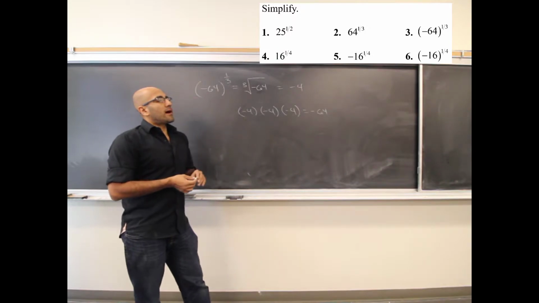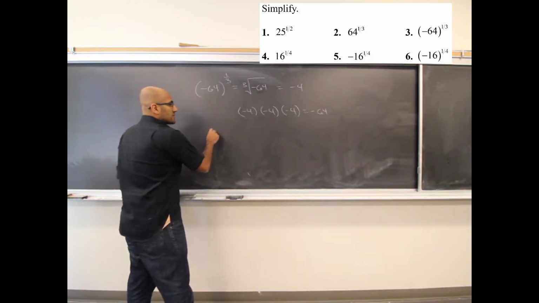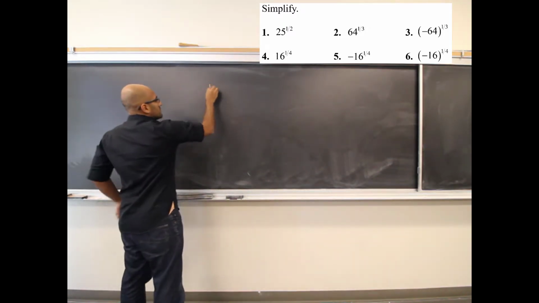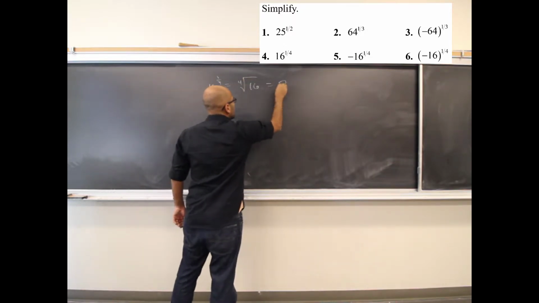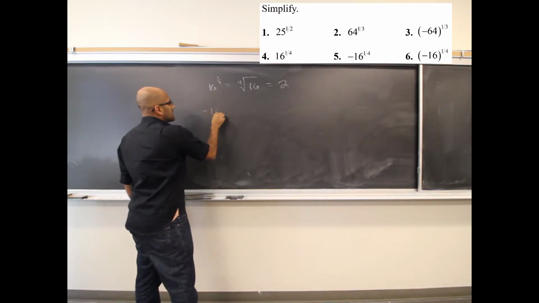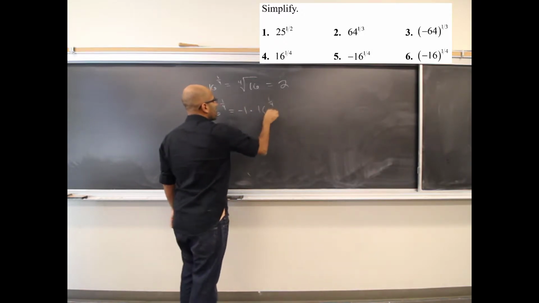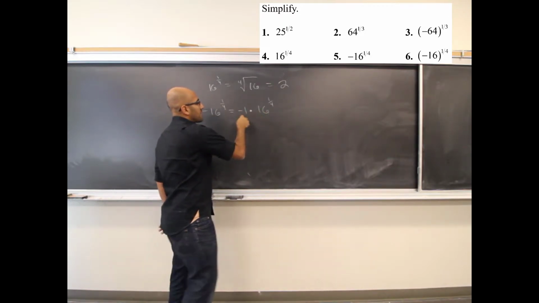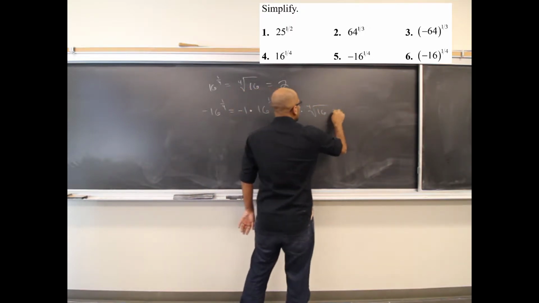Good? What about 16 to the 1/4 power? 2. What about negative 16 to the 1/4 power? Negative 2. What's the difference between the two? 16 to the 1/4 power is the same thing as the 4th root of 16, which is equal to 2. And negative 16 to the 1/4 power is equal to negative 1 times 16 to the 1/4 power. In a case like this, because we didn't put parentheses, the 1/4 does not apply to the negative 1. So this is negative 1 times the 4th root of 16, which is equal to negative 2.